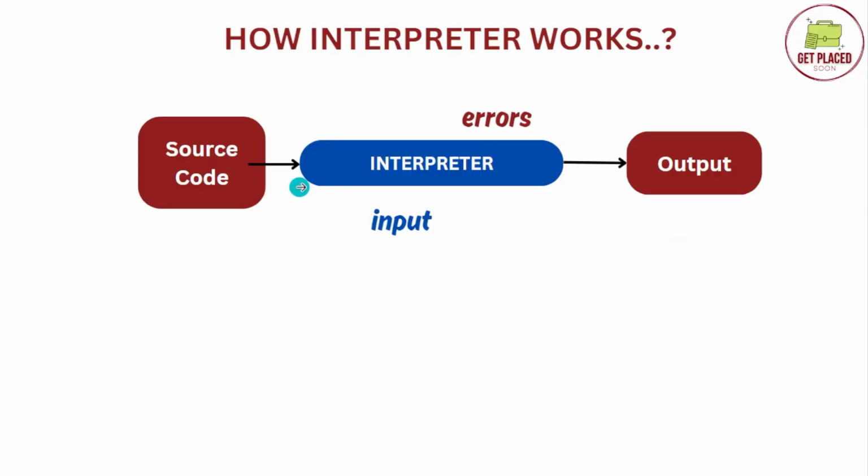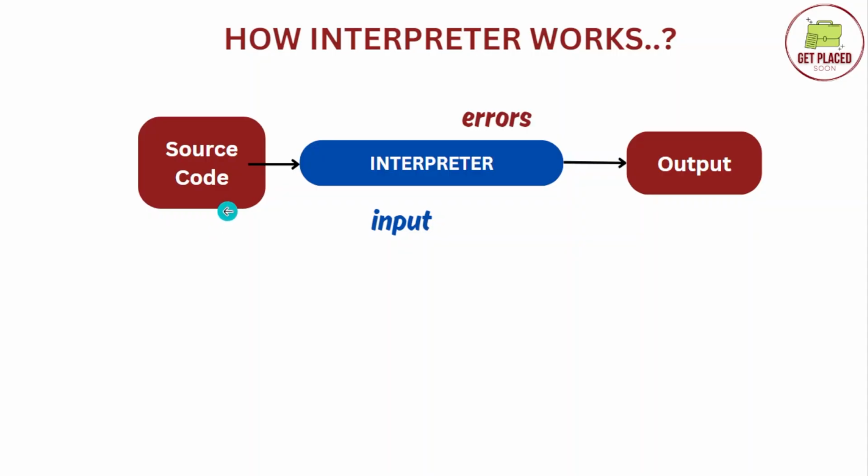Now let's see how interpreter works. So just like compiler, there are a few different changes. Just like compiler, the programmer writes the source code. A few examples of interpreter used languages are Python, Ruby, JavaScript, etc. Now Java can also be considered here.